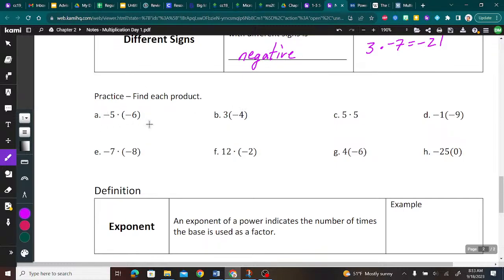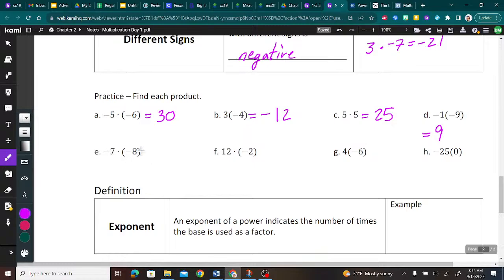Welcome back. Negative 5 times negative 6, same signs, positive. 5 times 6 is 30. Positive 3 and negative 4, different signs, negative. 3 times 4 is 12. 5 times 5, both are positive, so our answer will be positive, and 5 times 5 is 25. Negative 1 and negative 9, same signs, so our answer is positive. 1 times 9 is 9.